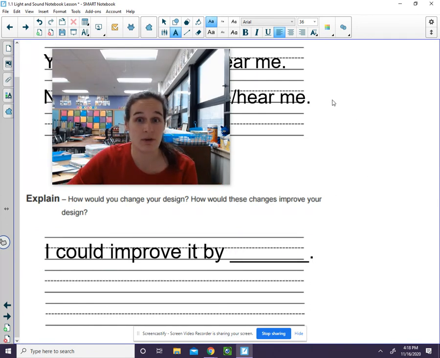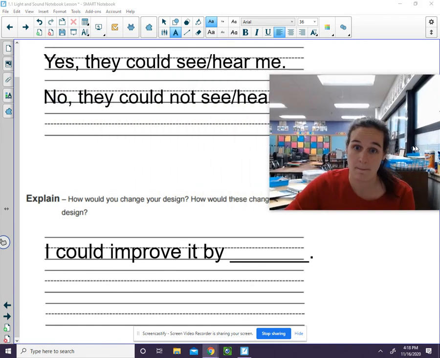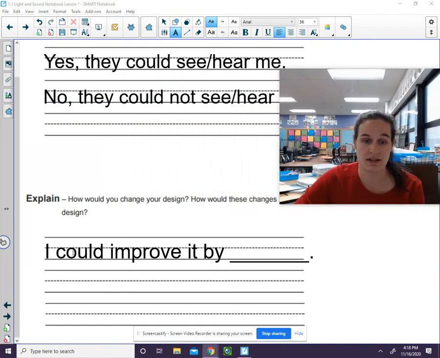When you're all done writing 1 sentence here and also 1 sentence down here, then you can take a picture and put it onto Seesaw.